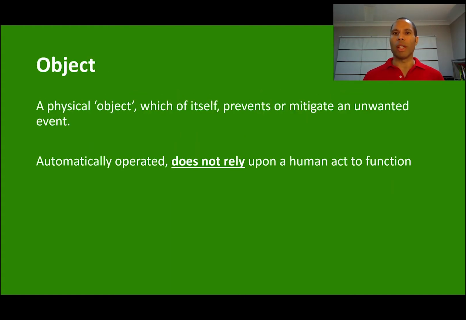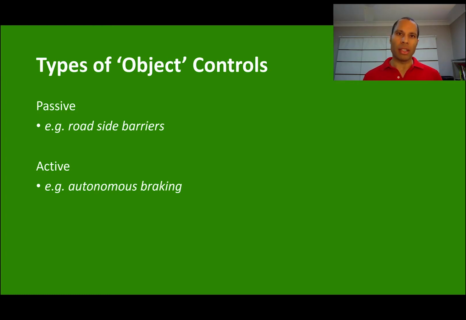Let's think now about objects. So they are engineered objects which by themselves prevent or mitigate the unwanted event. So just thinking deeper on this, there's no human act to function. It doesn't rely on that at all. They automatically do what they need to do independent of the human act. And if you want to go down a little bit further, you can have passive ones. So in the example of roadside controls, those roadside barriers, they're just there, passive, and function how they need to. Or we could have active object controls, such as, for example, autonomous braking on the side, or within the new vehicles.